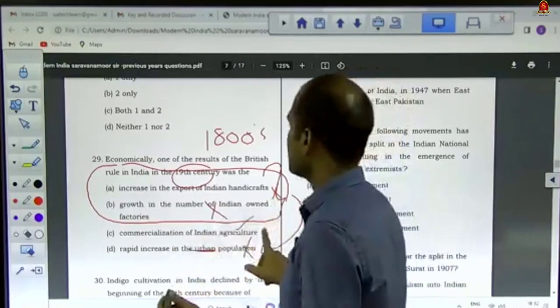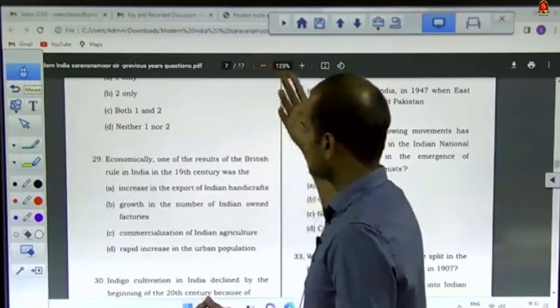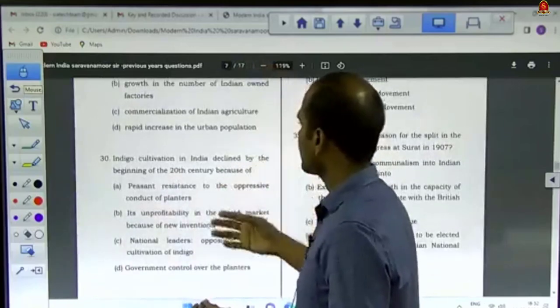What is commercialization? Cultivation of cash crops instead of food crops, cotton, jute, these things, so that the British can easily export it to the industrialized Britain.